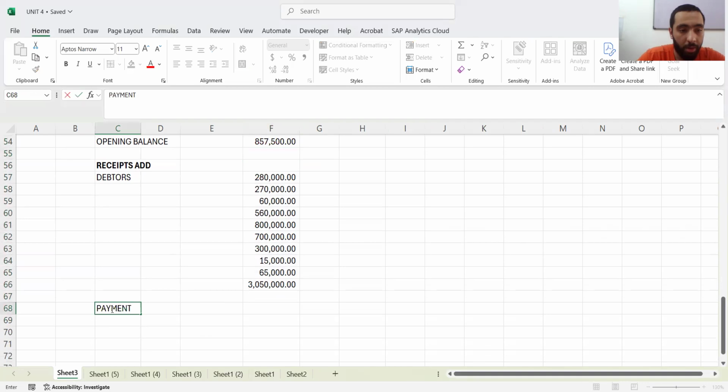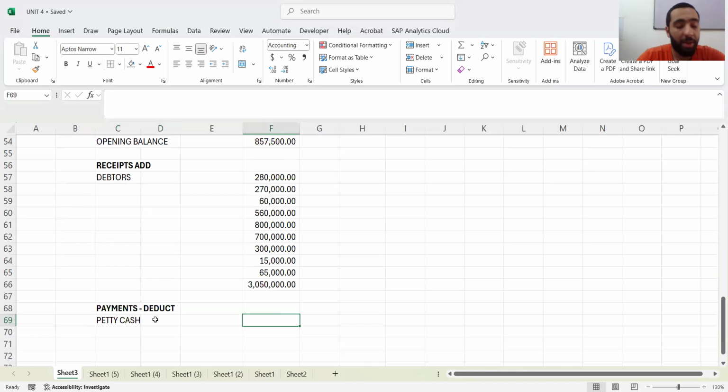And then payments. Payments, what you have to do? You have to add or deduct? You have to deduct. Okay. So, how to get this? Yes, petty cash. I'm not going to write all the details here. The first one I'm going to write, petty cash payment 4,500. You have to put it as minus. Always make sure you're putting it as minus.